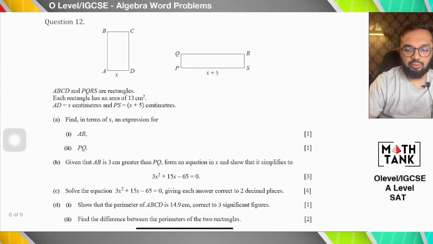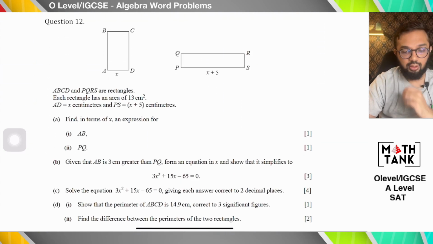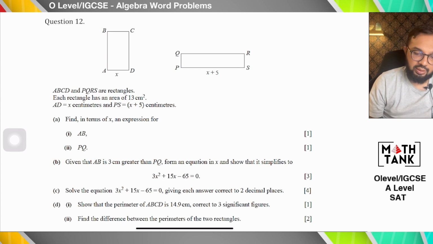Moving on to the next question, I have question number 12 here. It says ABCD and PQRS are rectangles. Each rectangle has an area of 13 centimeters squared. So the areas of the two are equal. That is what I can predict. AD equals x and PS equals x plus 5. Find in terms of x an expression for AB.